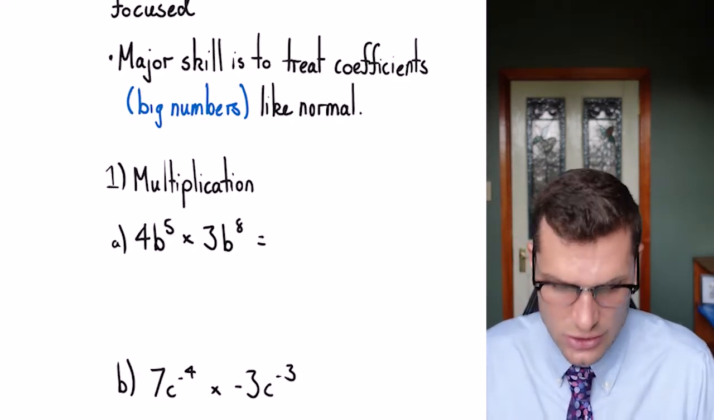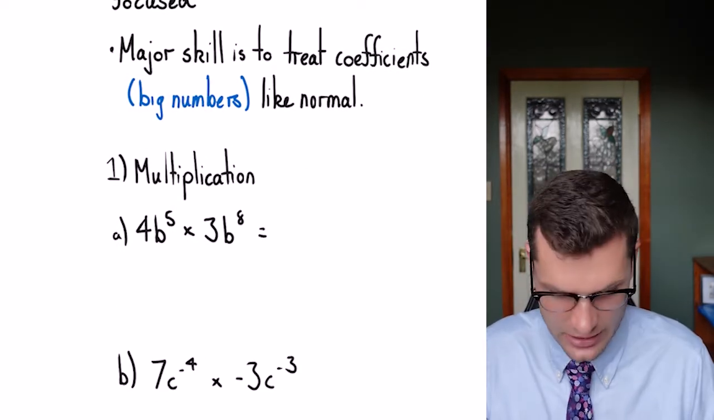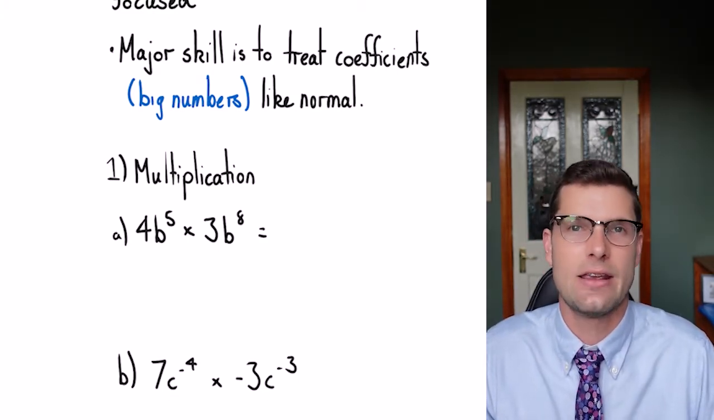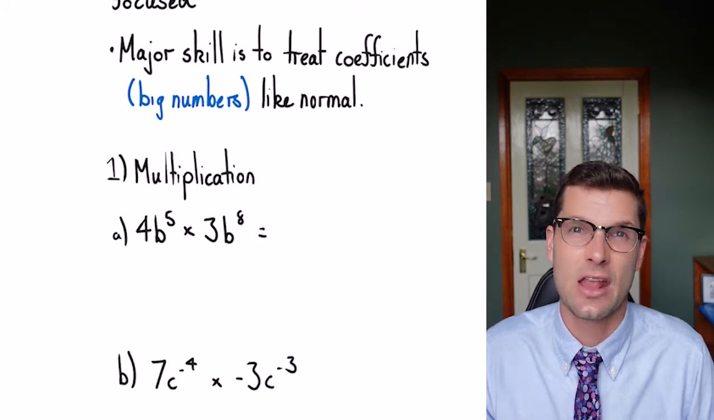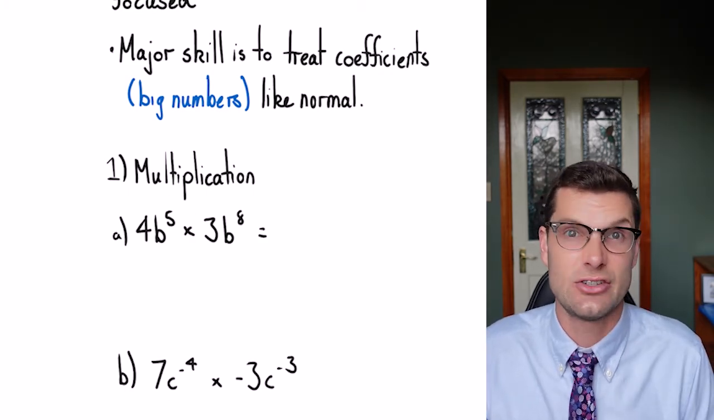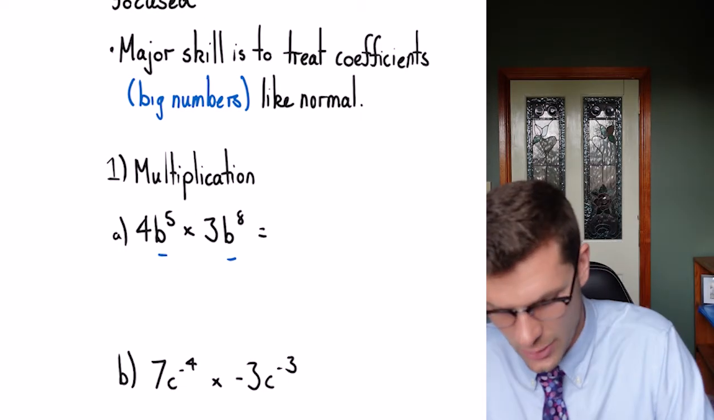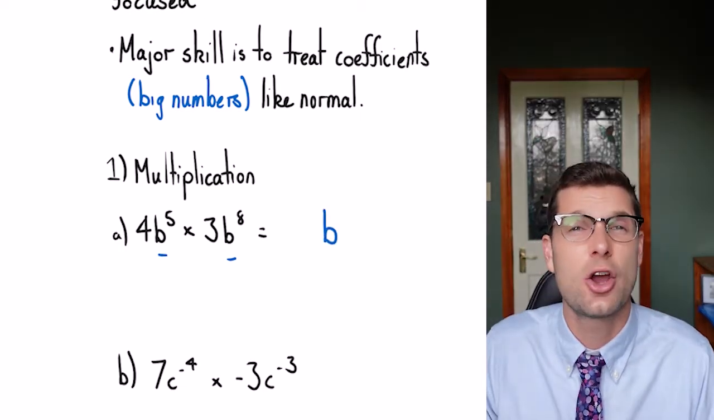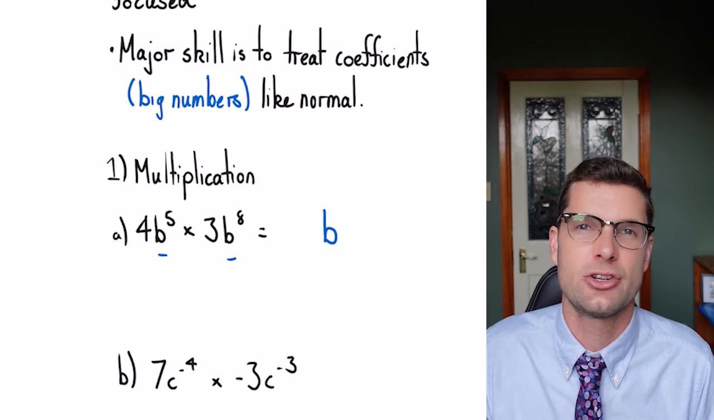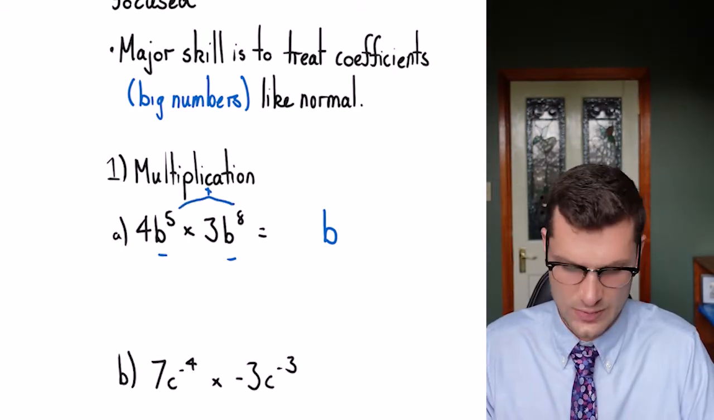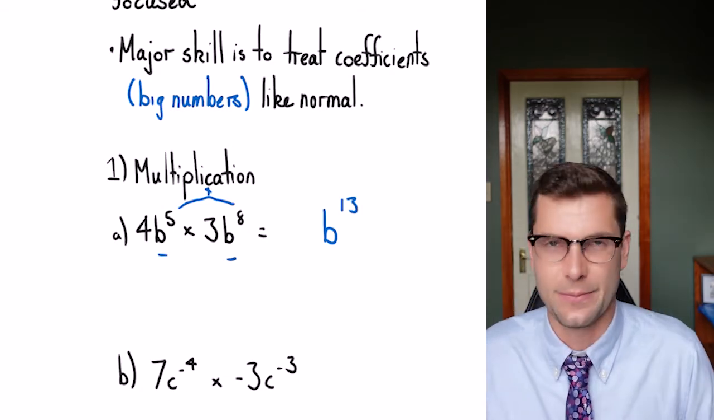So for example, this multiplication question here, we've got 4b to the power of 5 multiplied by 3b to the power of 8. So I'm going to do my index notation first. The bases here, b, are the same. So I'm going to have b, and because it's a multiplication question, I just add the little numbers together, which becomes b to the power of 13.